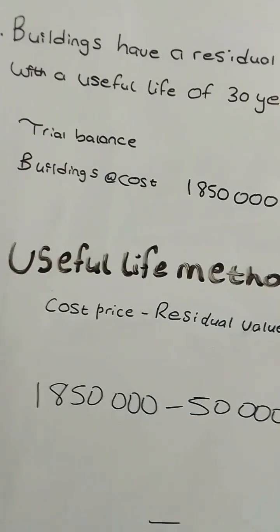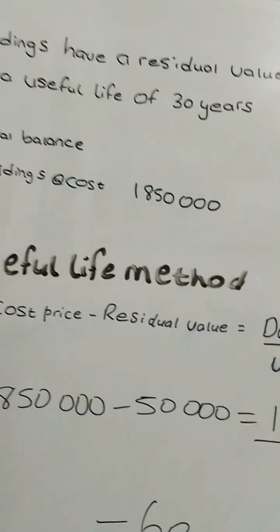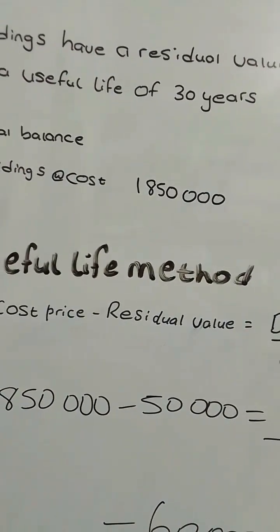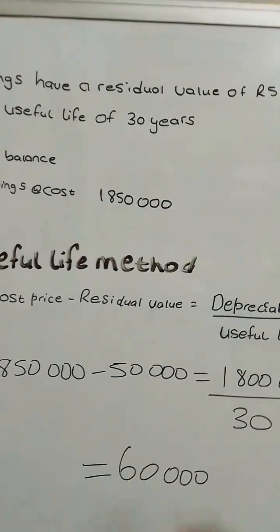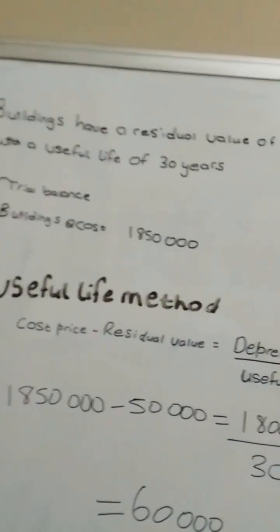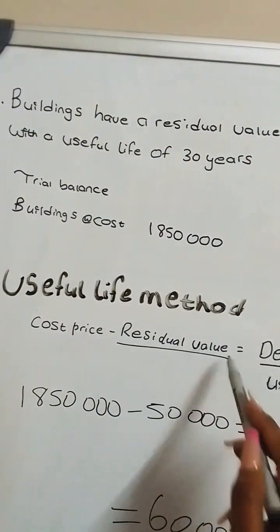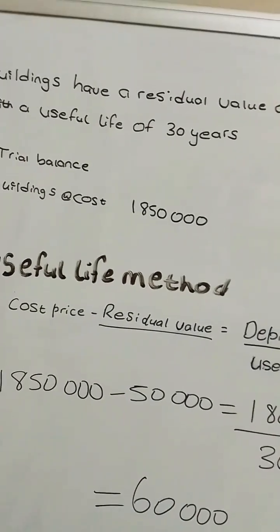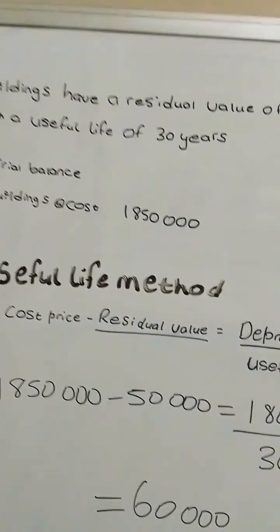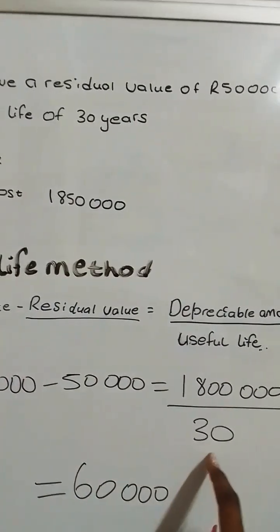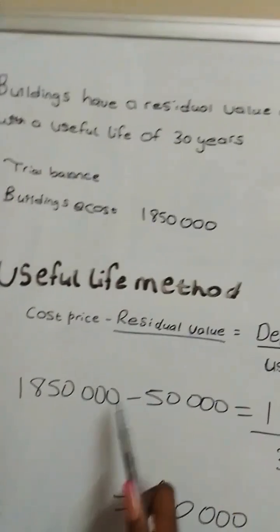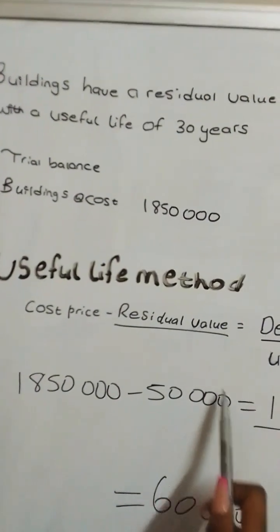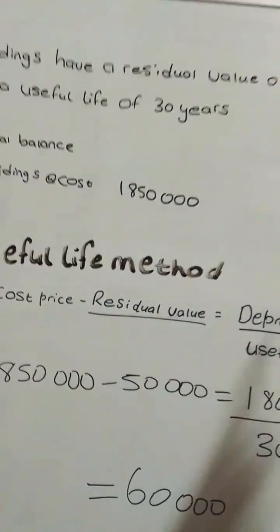And then you get your depreciation, which is 60,000, right? So this makes sense, guys, because this is the residual value. This is the amount that you will receive when you sell, when you dispose of this asset, after 30 years.